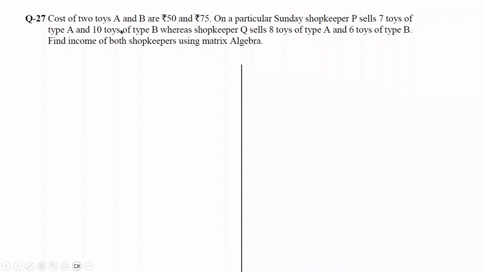Cost of two toys A and B are rupees 50 and rupees 75. On a particular Sunday, shopkeeper P sells 7 toys of type A and 10 toys of type B, whereas shopkeeper Q sells 8 toys of type A and 6 toys of type B. Find the income of both shopkeepers using matrix algebra. So here we have the two toys whose cost is given as 50 rupees and 75 rupees, and on a given Sunday, shopkeeper P sells 7 toys of A and 10 toys of B, and Q sells 8 toys of A and 6 toys of B. So we have to use matrix multiplication to find the income of both the shopkeepers.